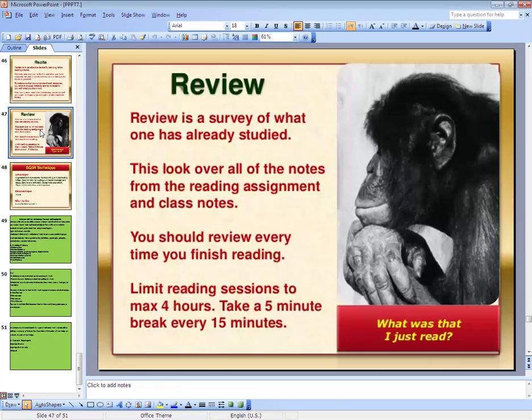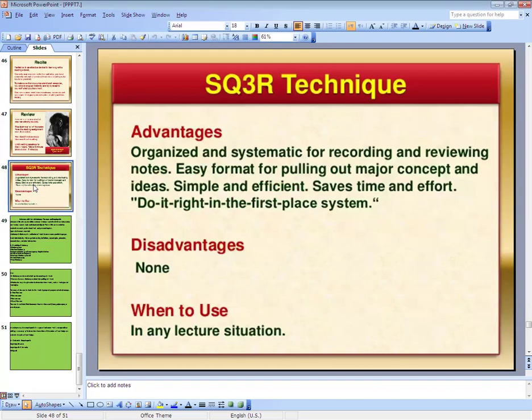Then we have review. Review is a survey of what one has already studied. So this overall view of the notes from the reading assignments and class notes is review. So you should review every time when you finish your reading. So here, limit the reading session to a maximum of 4 hours. Take a 5 minute break for every 15 minutes if you are reading for a longer time. Because you are preparing for examinations, 4 hours, 5 hours, you are sitting and reading it. Take a 5 minute break after 15 minutes. So what was it that I just read?